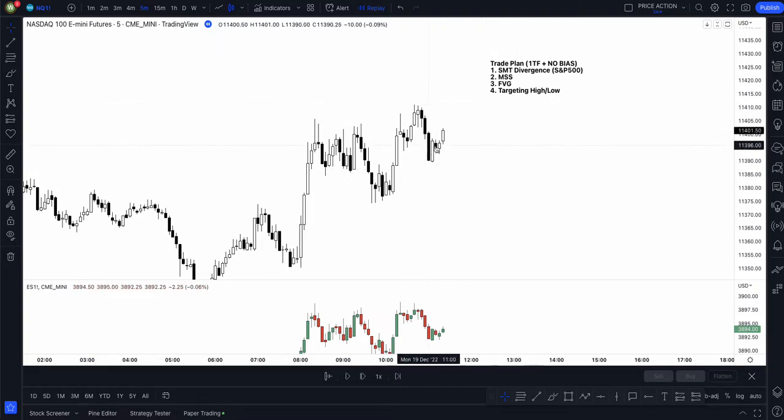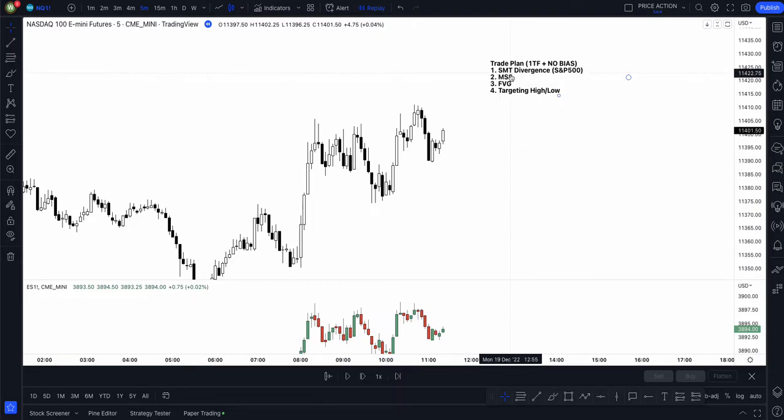So we're going to be operating on the 5-minute time frame, so it's quick enough for us to see opportunities that lie ahead, but not so slow that we only have one trade every 2 months, for example. Okay guys, number one in the trade plan is to understand SMT divergence.